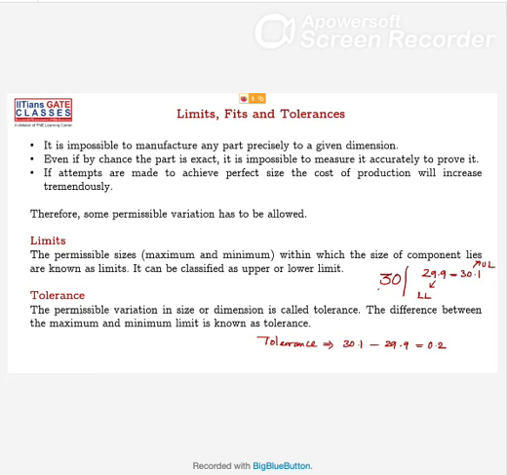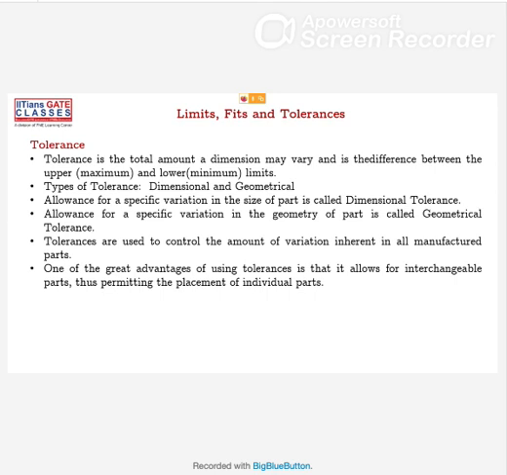The plus minus sign. Okay, that is what is limit, but we haven't entered into that yet, so we have to do that exactly. Fine. So let me discuss some more extra points in tolerances. The tolerance is the total amount a dimension may vary, and it is the difference between the upper or maximum and lower or minimum limits.